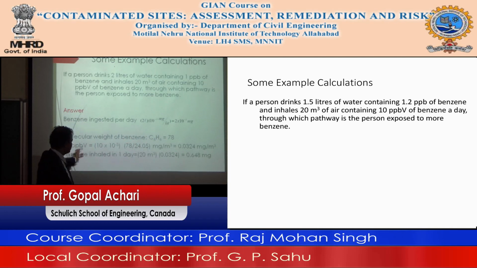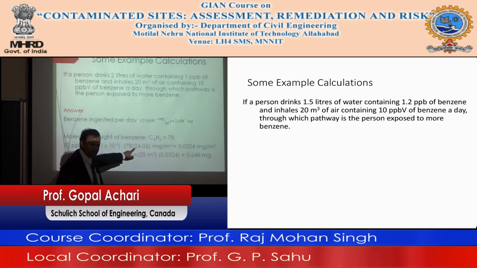milligrams. Molecular weight of benzene is 78, sorry. 10 ppb, you multiply this. This number here, 22.4, changes to 24.05 at 20 degrees Celsius. And I made the assumption the person lives at 20 degrees and not at 0 degrees. So that's why this number will change from 22.4 to 24.05.